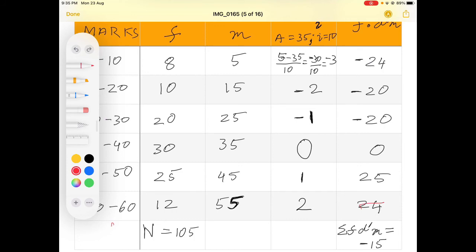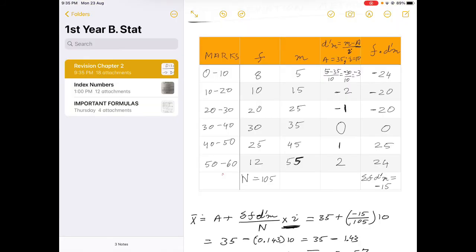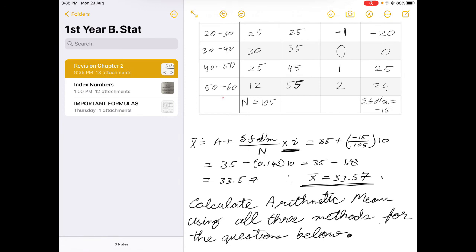Now we will go to the formula and insert the values to solve the problem. So A plus sigma f d dash m divided by N, into I, is my formula here for the step deviation method, where A is equal to 35. Sigma f d dash m we have calculated as minus 15, divided by N of 105, multiplied by I of 10. So within the bracket, minus 15 divided by 105 is equal to 0.143. The negative sign I have taken outside and multiplied with the plus sign to get minus. So 0.143 into 10 gives me 1.43. So 35 minus 1.43 is 33.57, which gives me a mean of 33.57.